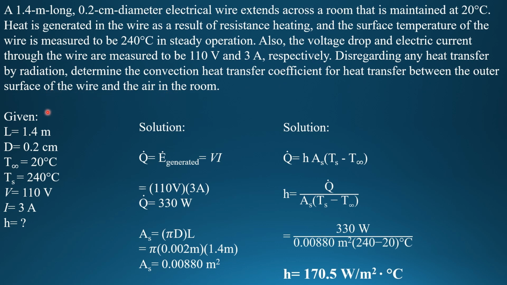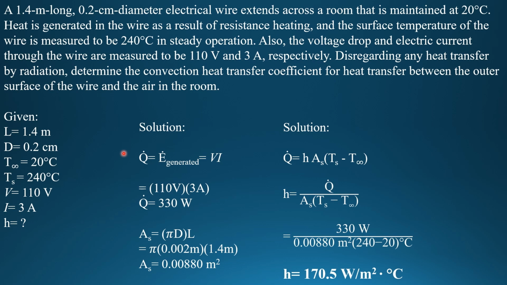So first, we will be identifying our given. We have here the length and the diameter of the wire, that is 1.4 meters and 0.2 centimeters. The constant room temperature, that is 20 degrees Celsius. The surface temperature, that is 240 degrees Celsius. The voltage, that is equal to 110 volts. The current, that is 3 amperes. And here we'll be finding the coefficient of heat transfer.